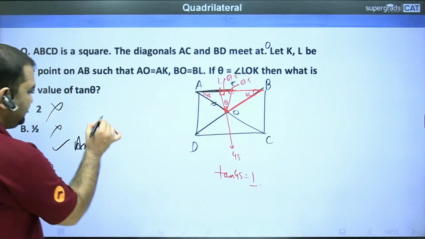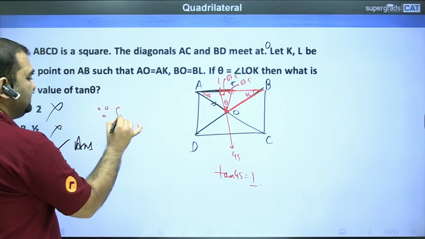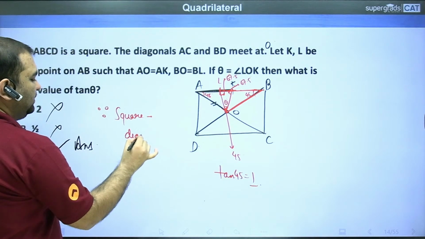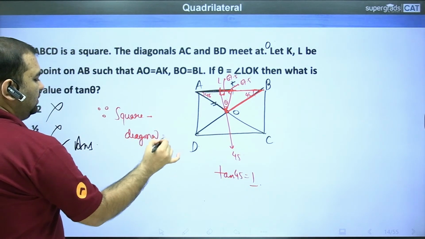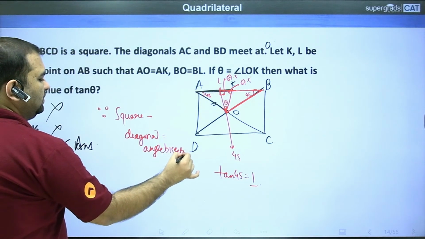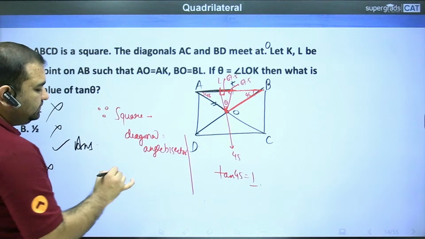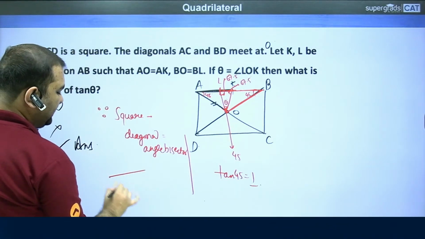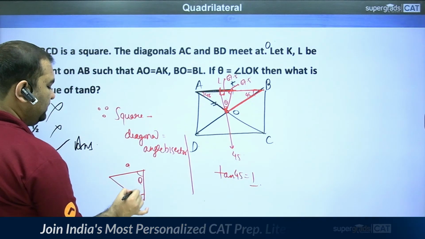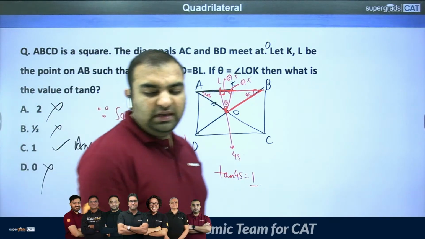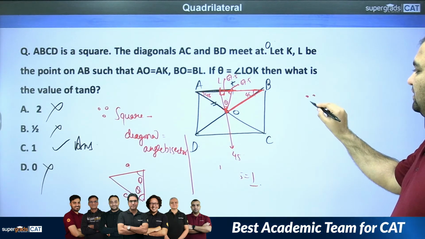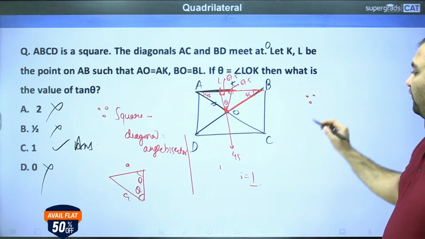Write them down if you want to note the concepts. Square: diagonal is an angle bisector. Or when two sides are equal, the angles opposite to them are also equal. Only two things I've used. And the third thing I might have used is that in any triangle, the sum of all angles is 180 degrees.